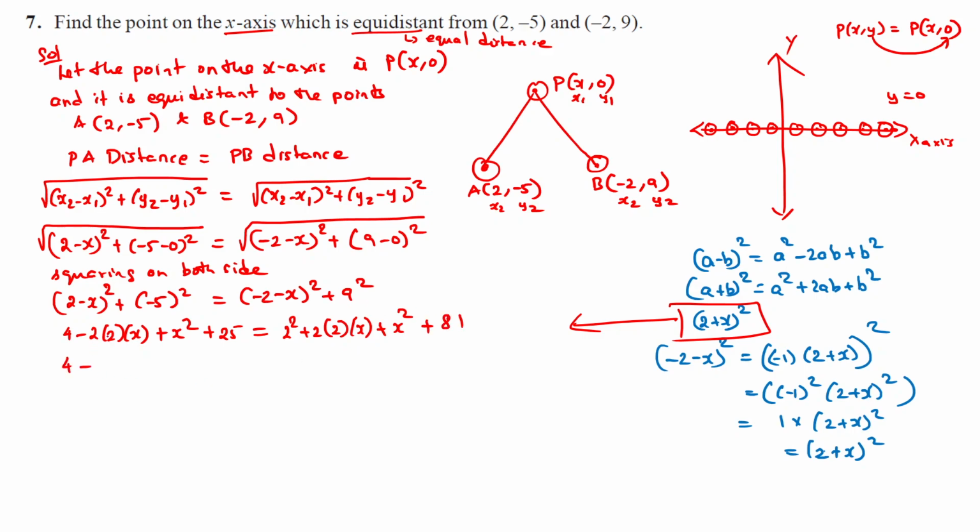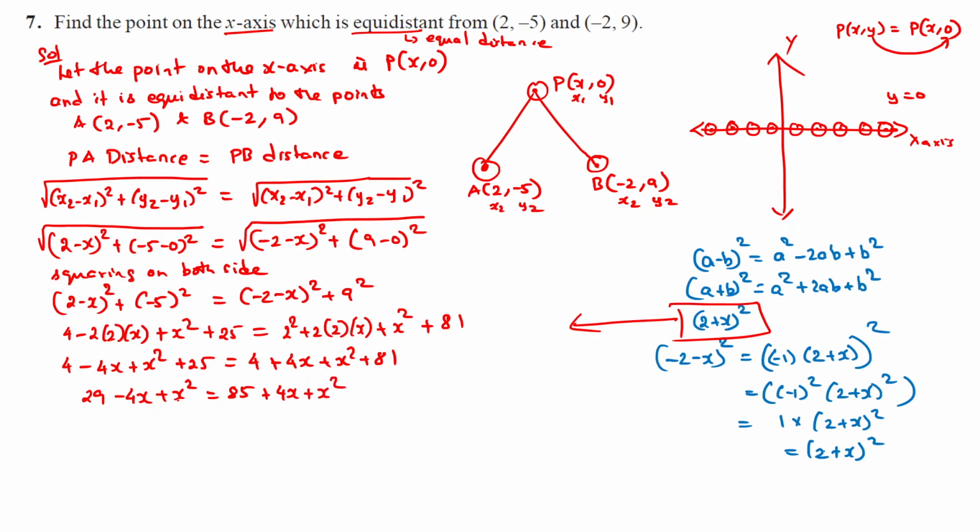4, minus 2 2s are 4, so minus 4x, plus x square, plus 25, which is equal to 2 square is 4, 2 into 2 is 4x, plus x square, plus 81. And 4 plus 25 is 29, minus 4x plus x square, which is equal to 4 plus 81 is 85, plus 4x plus x square.